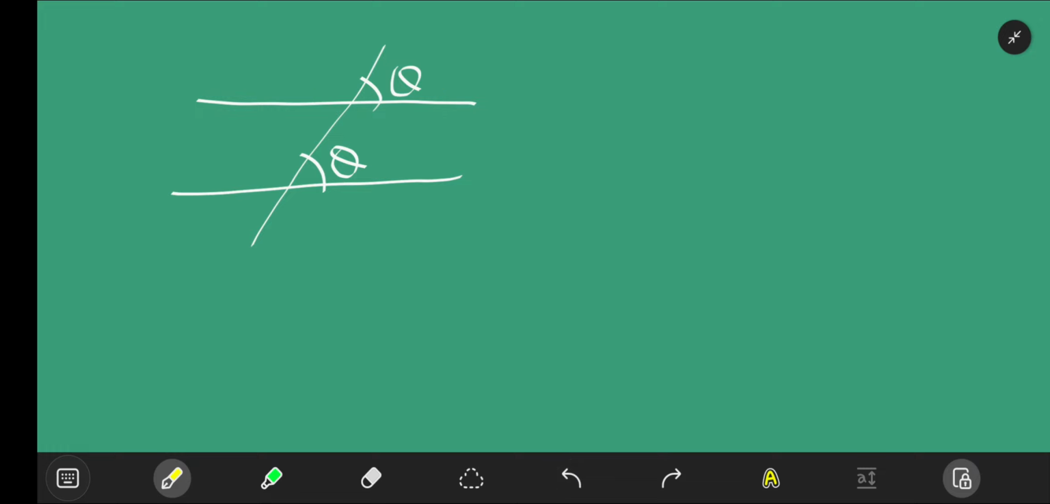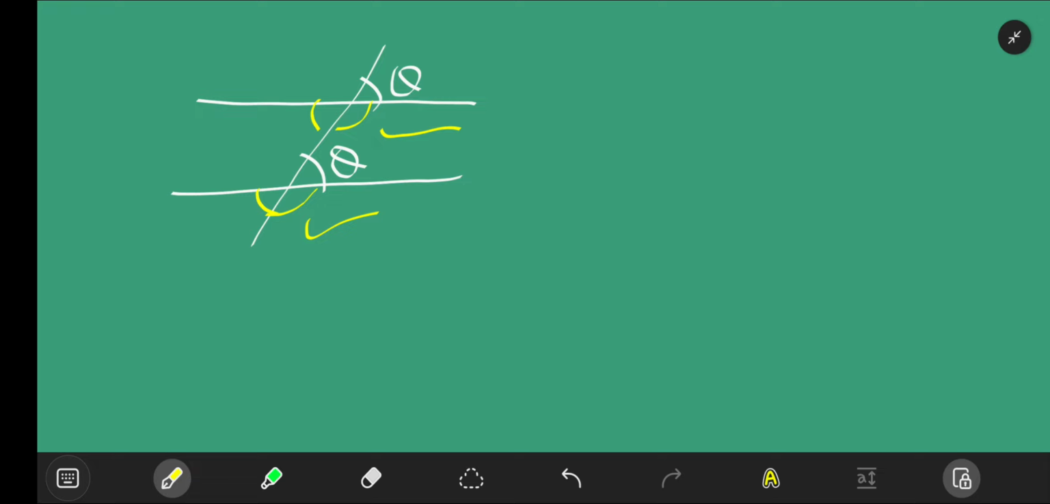Suppose this interior is equal to this exterior. These both are also corresponding angles. They are also both equal. And this interior also equals this exterior. These both are also corresponding angles. They are also equal. Remember this.